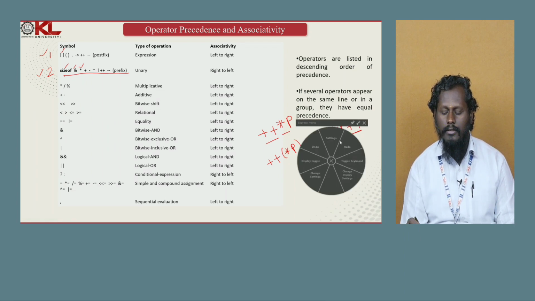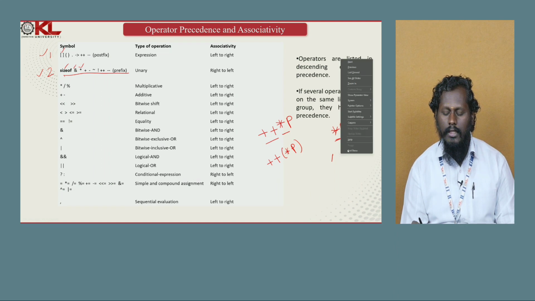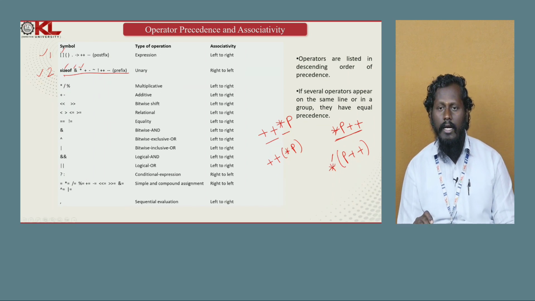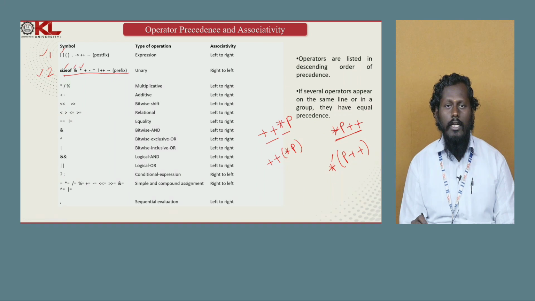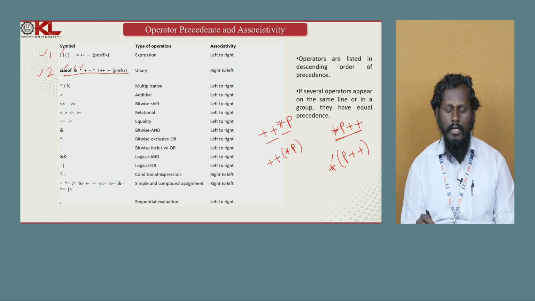So first we have to write this as p plus plus, it will be grouped, and then the pointer will be added. So it is called precedence. It means that the postfix has the highest precedence compared to asterisk, that is pointer variables. Do you understand this one? I hope you can understand very clearly. Later we will see a simple example about this one.